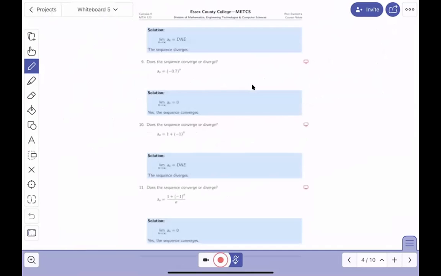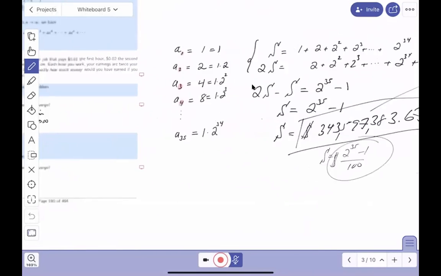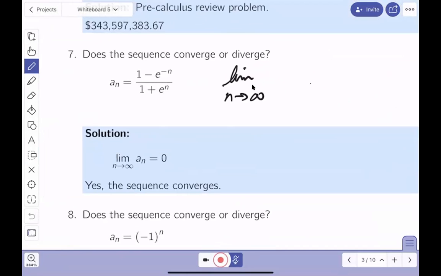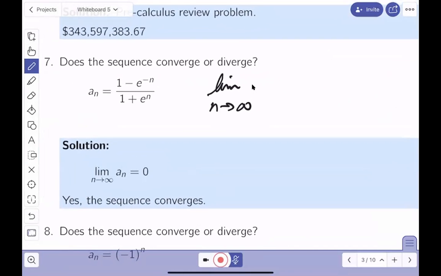Sorry, I didn't mean to do that. Let me go back to that problem I was talking about, this one over here. So the limit as n goes to infinity of this guy, written a little bit differently, it's going to be 1 minus 1 over e to the n, and 1 plus e to the n. And this limit is pretty easy, because the top limit, if you think about it, I'm talking about the top now, is going to be 1 minus nothing, which is 1.